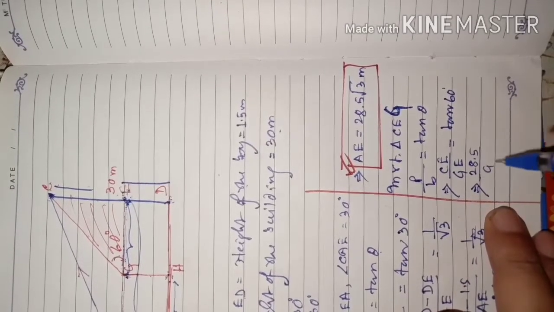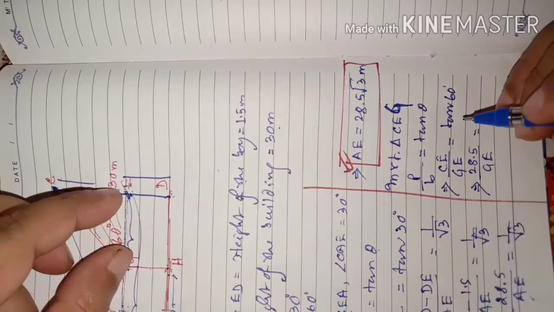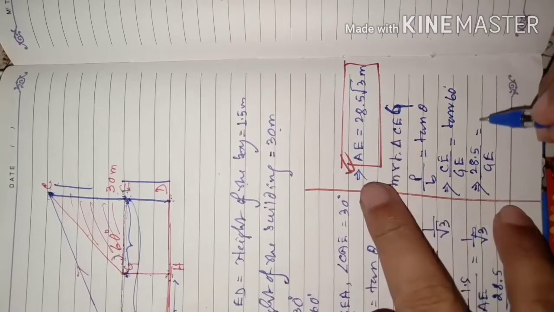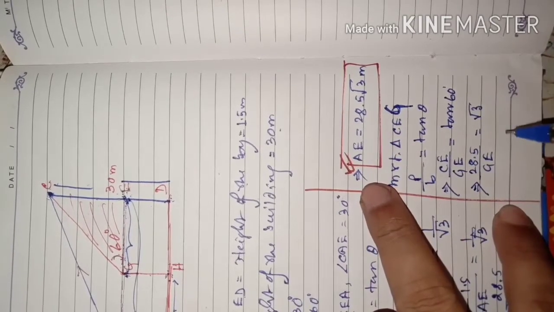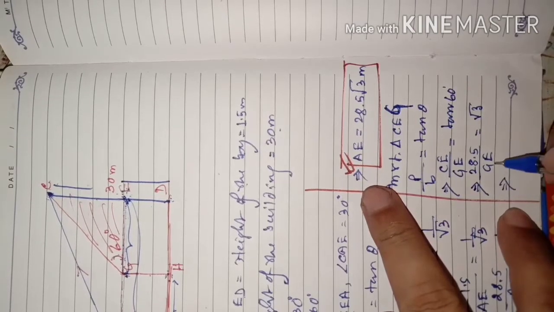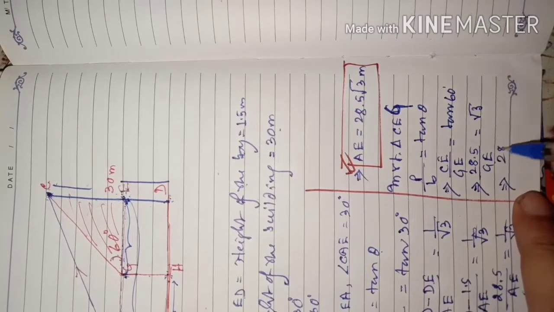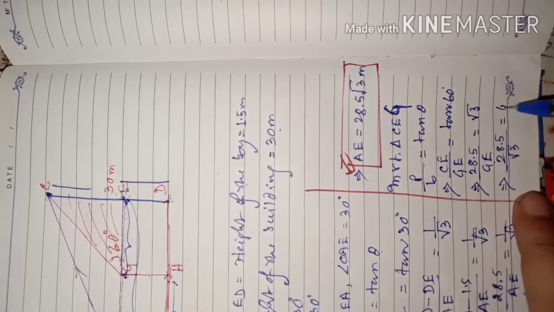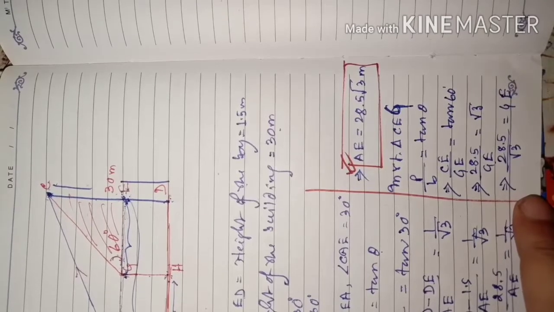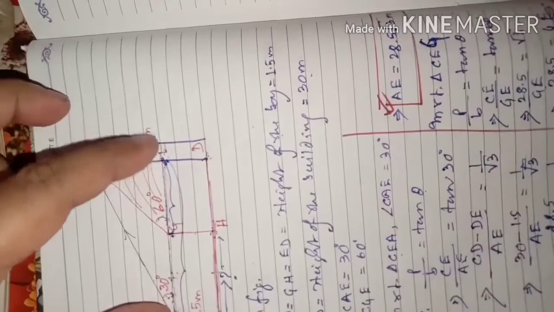Divided by GE is equal to, because GE you don't have, then it is equal to 1060, what is it? Root 3. 1060 is root 3. So after cross multiplication, taking GE to the right-hand side and root 3 to the left-hand side, it will be 28.5 divided by root 3 is equal to GE. This is GE. So we got GE and we also got AE.